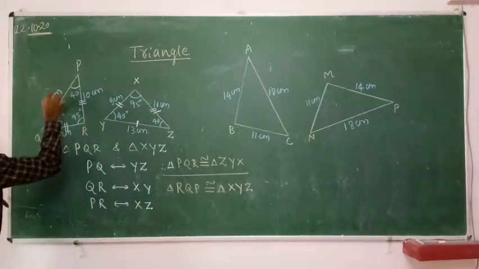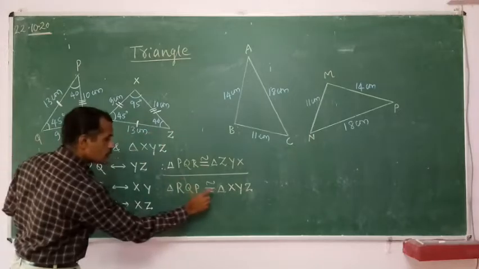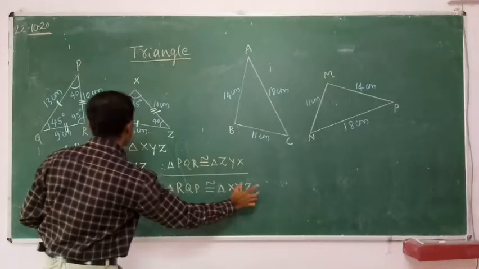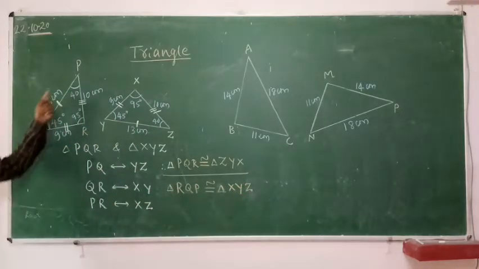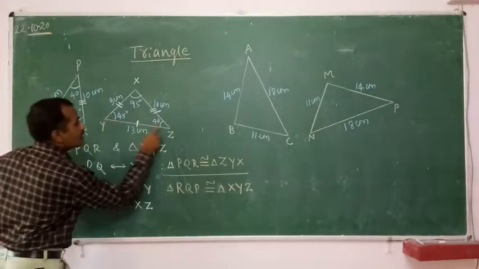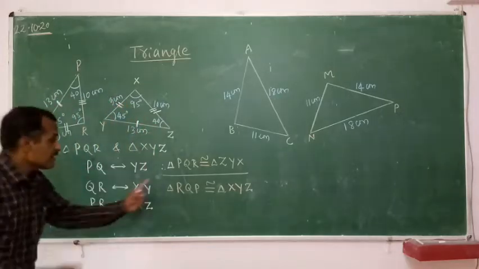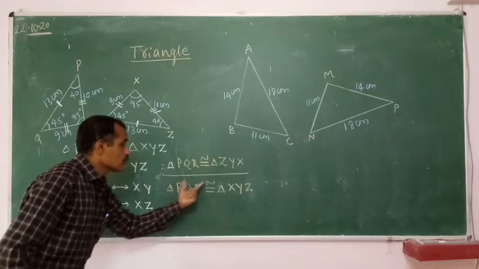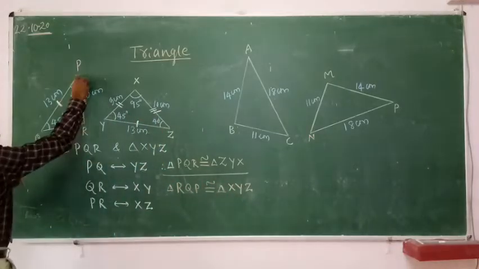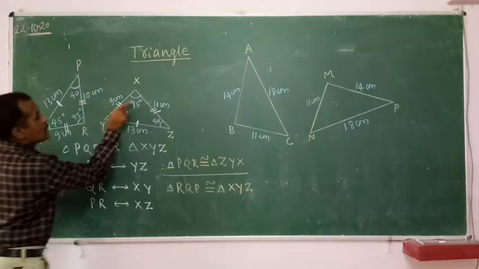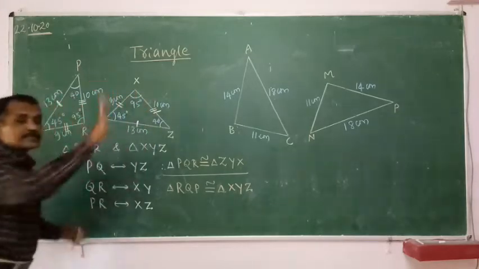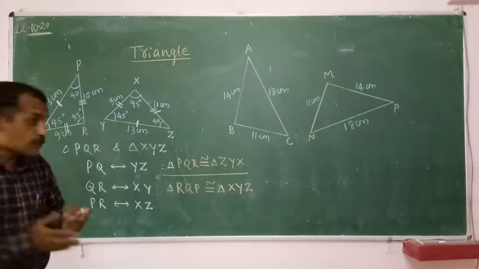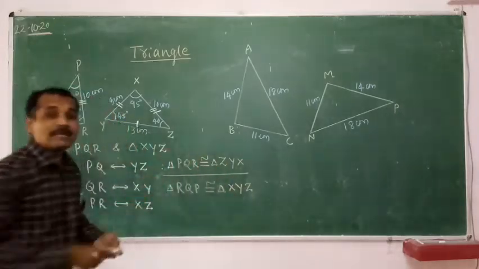QP corresponds to YZ. QP 13 cm corresponds to YZ 13 cm. See, RP, the first and the third alphabet. RP corresponds to XZ. RP 10 cm corresponds to XZ also 10 cm. In this way we can write that the triangles are congruent. Corresponding sides must come in the same place.